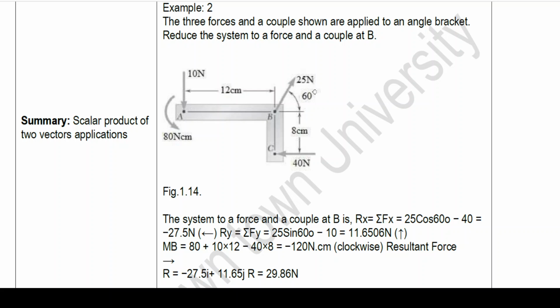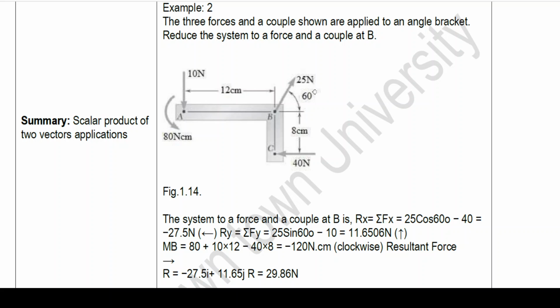So that means 80 is the moment. Then at point B, the distance is 12 centimeters, so 10 into 12, now it is positive, and minus 40 into 8. Why 40? Because we consider this as negative. Okay, so 40 into 8, so in this way it comes up to minus 120 Newton centimeter clockwise. So this is the resultant moment.